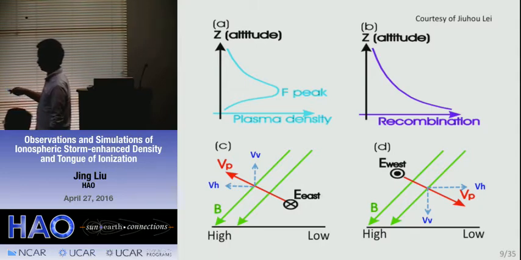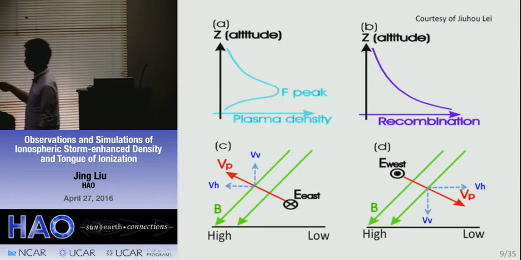When an upward component exists, it moves the ionosphere upward. So we know the recombination is altitude dependent. When the ionosphere is moved upward, the recombination is reduced, so the electron density increased. The westward field operates in the opposite way.